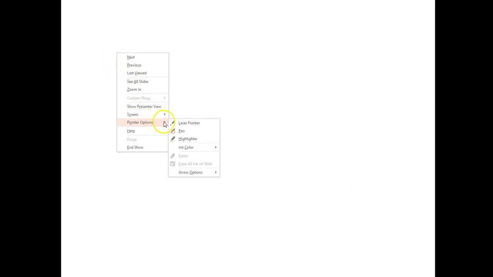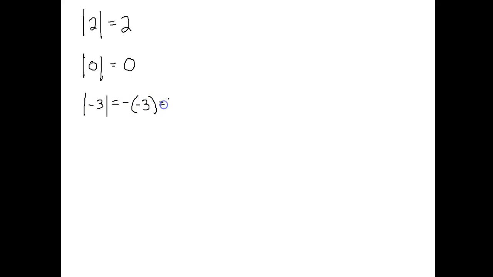So a couple of quick examples. Let's do a little writing here. Just a real quick reminder, if you see something like absolute value of 2, the answer is 2. If you see absolute value of 0, the answer is 0. If you see absolute value of negative 3, and here's where that negative x comes in, negative 3 is less than 0, so the result is the negation of that negative 3, which gives you 3.